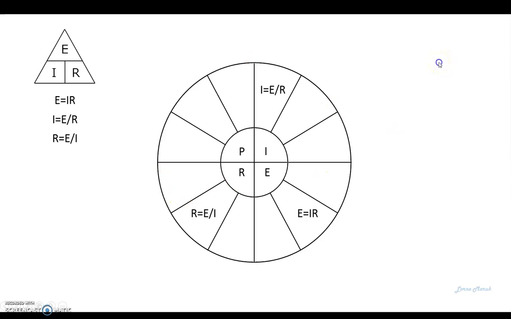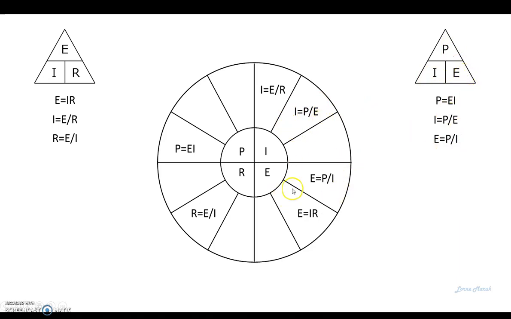And now we can use the power triangle, or power circle. And when we cover up the P, we get I times E, or E times I, either way. Fill that in under the power section. And then when we cover up the E, in this case, it wasn't the E, it was the I, we get P over E. And the last one, cover up the E, we get P over I. And we have 6 of the 12.